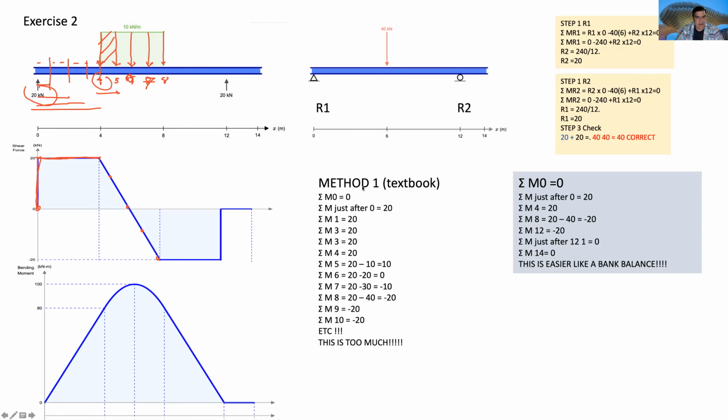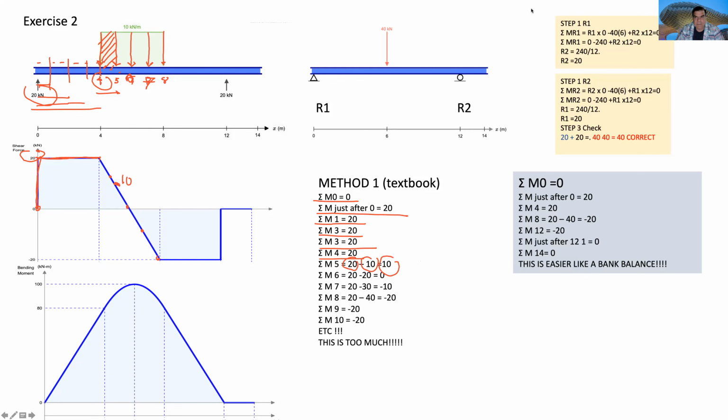Let's try to do this again mathematically. Let's look here. Summation of moments in 0 is 0. Just after 0, we have 20. What happened in 1? We still have 20. What happened in 2, in 3, in 4? We have 20. When we arrive to 5, we have 20 minus 10, the first part, the part in red, that is equal to 10. We can write here a number that is 10.